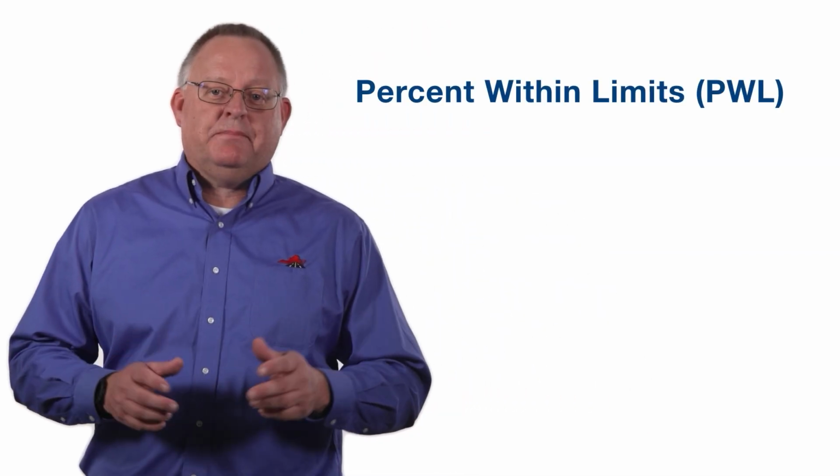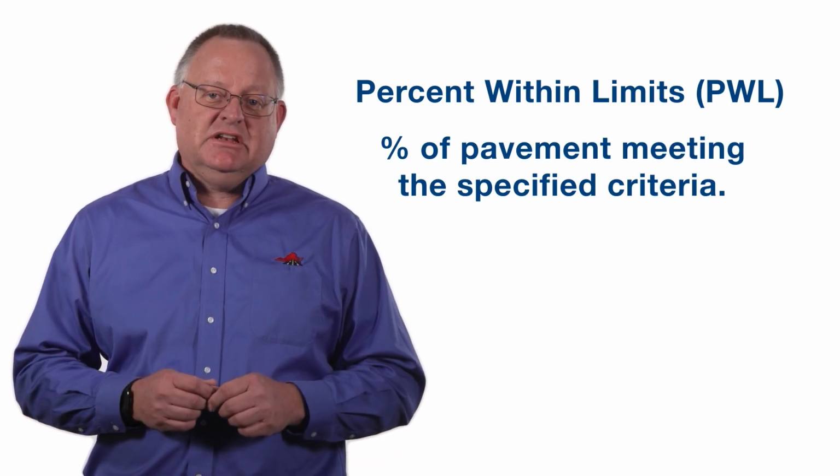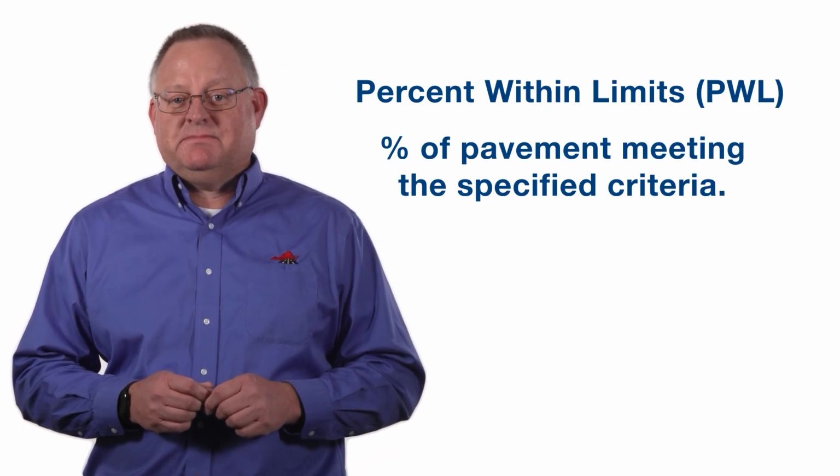FAA specifications evaluate pavement acceptance using the percent within limits, which statistically estimates the percentage of pavement meeting the specified criteria. Engineers use PWL to determine how much of a lot meets specification limits. This approach is more precise than older methods, which focused only on an average quality and overlooked consistency.